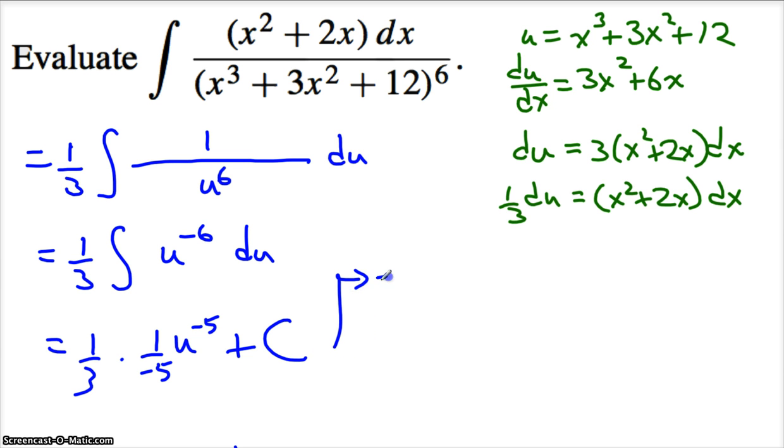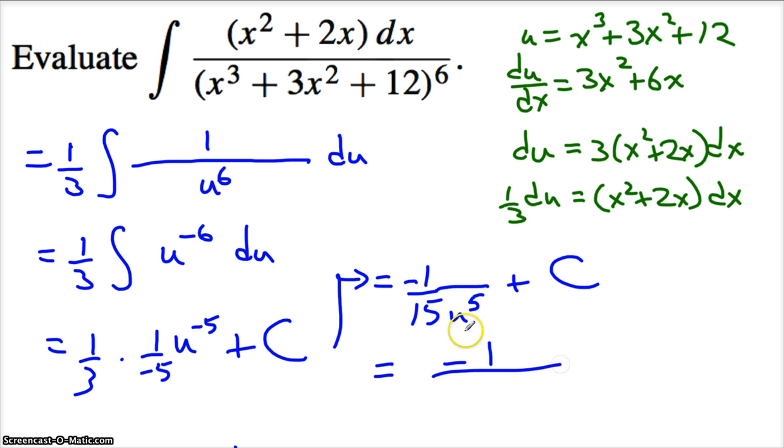Let's keep on going here. 1/3 multiplied by 1 over negative 5 is negative 1/15. u to the negative 5, I'm going to write as u to the positive 5 in the denominator, plus c. And then the last step, I'm going to replace the u with x cubed plus 3x squared plus 12.